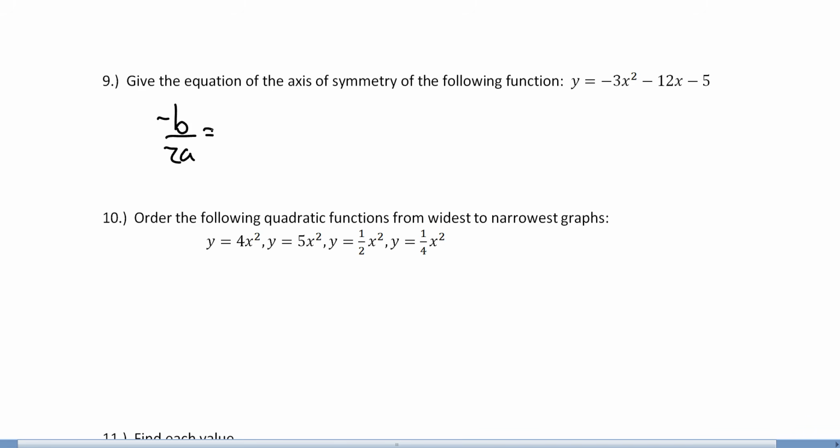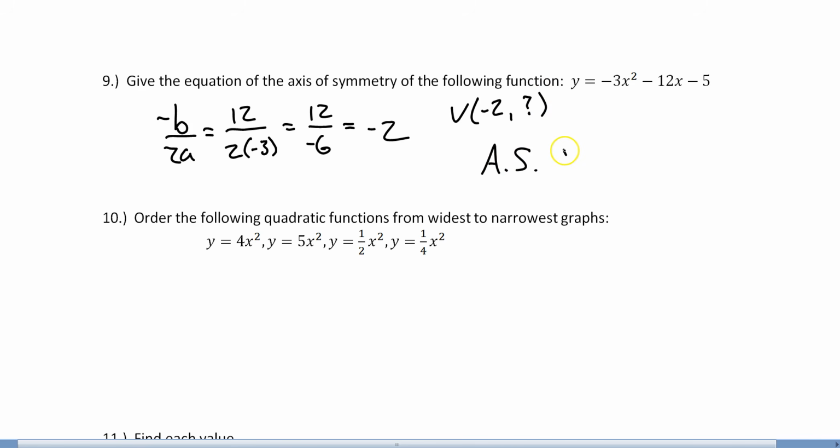In this case, I don't need the y value, so I just do the opposite of b, which is 12, over 2 times a, which is negative 3. So now I have 12 over negative 6, which is negative 2. And then from there, that's the x value for the vertex. Well, I don't even need the y value because the axis of symmetry is always x equals the x value from the vertex. So that's it.